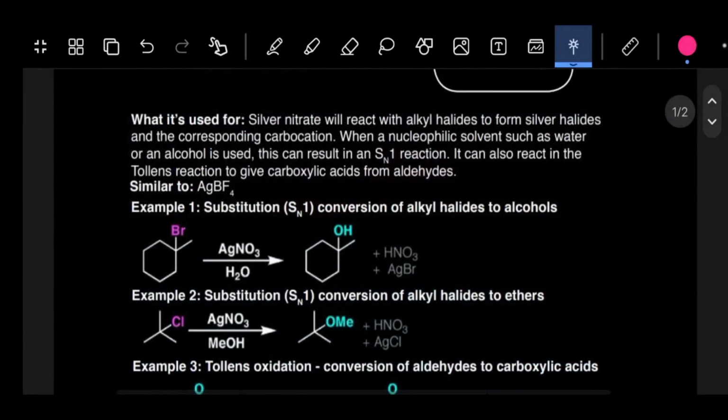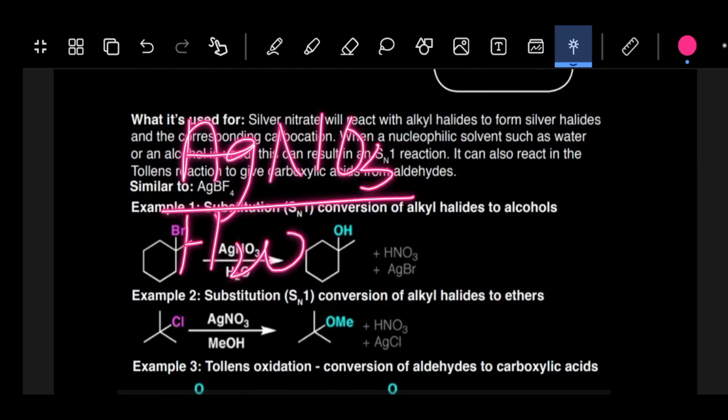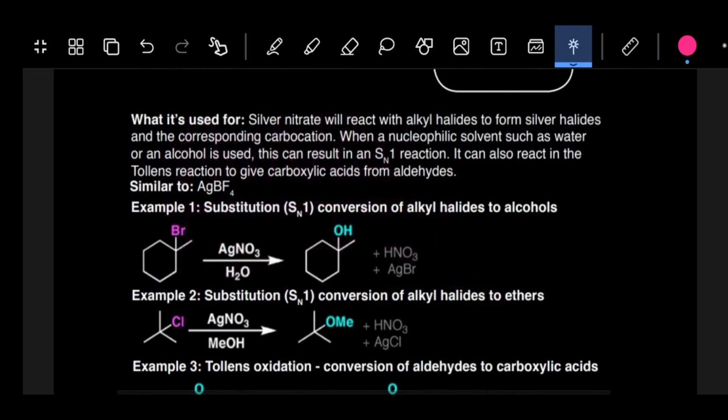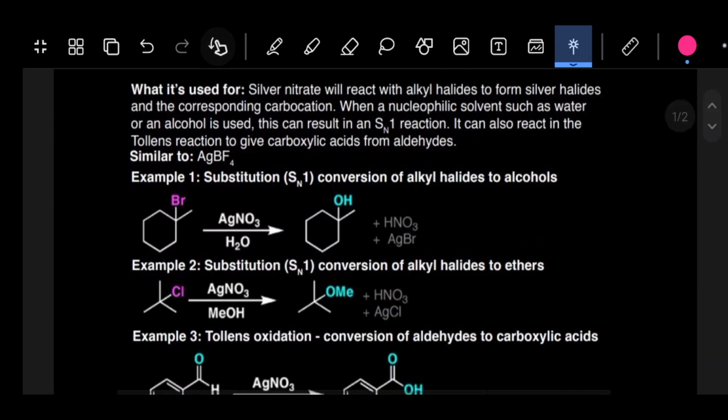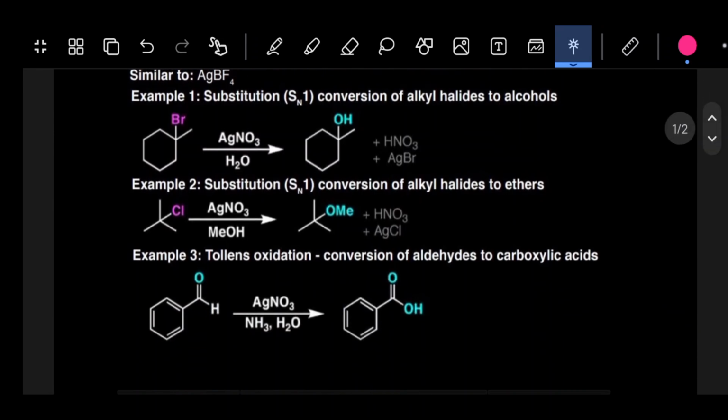We'll look at this below. AgNO₃ in the presence of water and NH3 ammonia basically oxidizes aldehydes into carboxylic acids. Example one is an SN1 reaction, the conversion of alkyl halides to alcohols. So we are converting alkyl halides into alcohols.